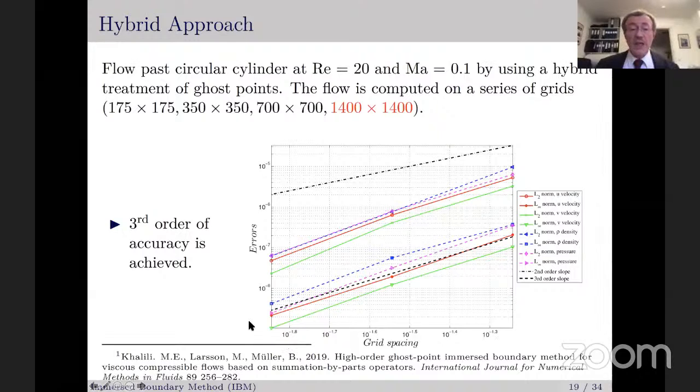Here you see the grid spacing H, here you see the errors and the slopes, second order is given here, third order is given here for two norms, L2 norm and infinity norm for U, V, rho and P. Rho is the density, P is the pressure. And we see that for both norms, we get a third order accuracy. So that means this method that is sixth order in the interior, fourth order, third order near the boundary, and then using this approach that I just explained for the immersed boundary method ends up to be third order accurate.